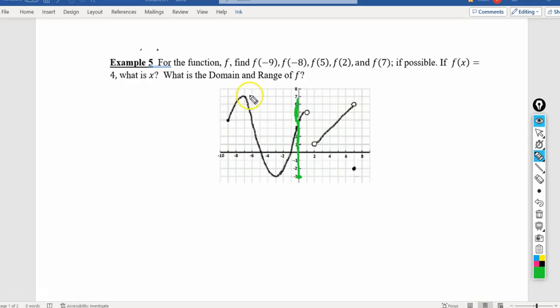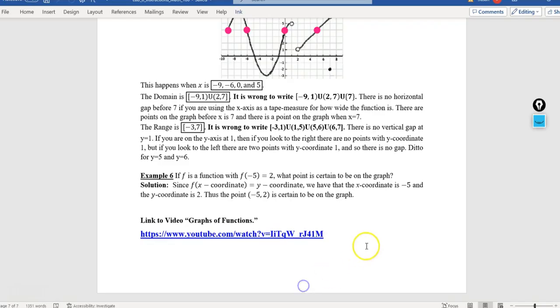And then finally, my highest point is there. So I don't have any gaps at all from bottom to top. And bottom to top, I went from -3 up to 7. So the range is going to be from -3 to 7 inclusive. And let's check that. -3 to 7 inclusive. Okay. And again, don't try and make sections of it because there are no gaps. There are no gaps. It's wrong to write that. Okay.